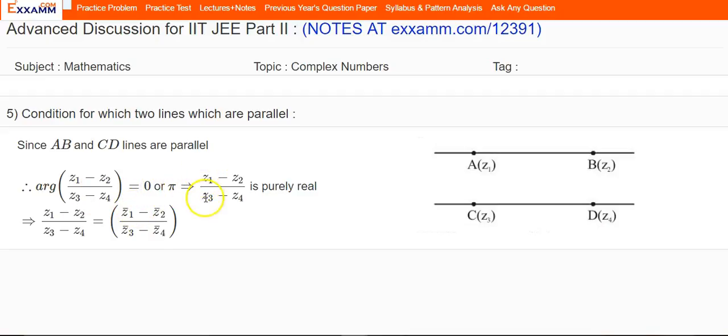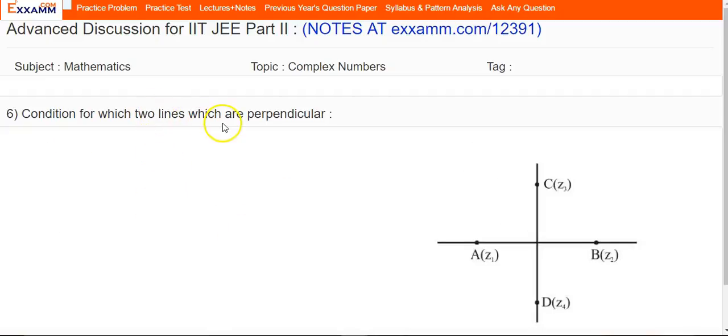So it means again that this is purely real, and if it is purely real, then this would be equal to its conjugate. Writing it as we have just done, it is (z1 minus z2) upon (z3 minus z4) equal to (z1 bar minus z2 bar) upon (z3 bar minus z4 bar). This is the condition for parallelism between two lines whose points are given as z1, z2 on one line and z3, z4 on the other line.